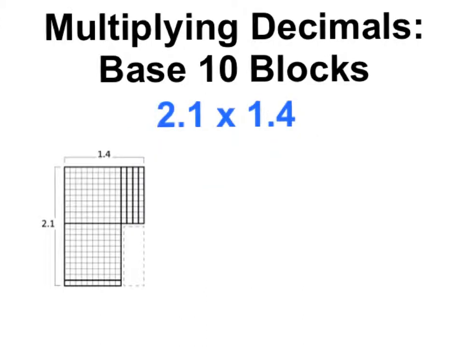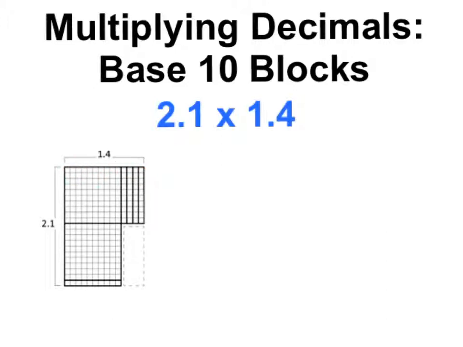The next strategy we'll look at is using base 10 blocks to multiply decimals. So I'm multiplying 2 1/10 by 1 4/10. So I'm going to make a rectangle array with my base 10 blocks to help me to figure out the answer. So I've let a flat be equal to 1, and rods are equal to tenths, and cubes would be equal to hundredths. So the width of this rectangle is 1 4/10.